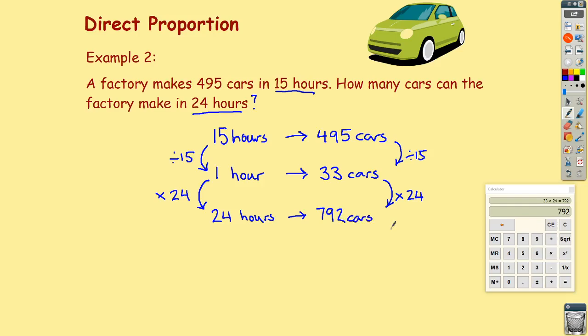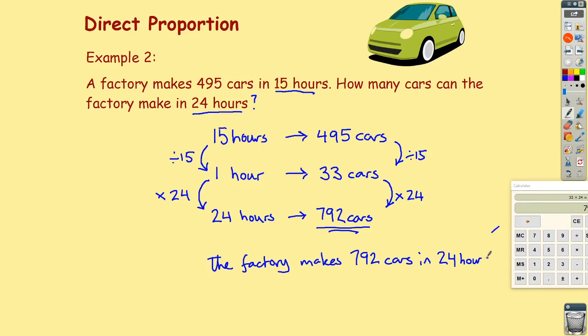Now, that's at the stage where you could just underline this and say that's your final answer, but you could also write it as a wee sentence at the end, just to show you know what's going on. You could say the factory makes 792 cars in 24 hours. My calculator's getting in the way. Final answer, okay?